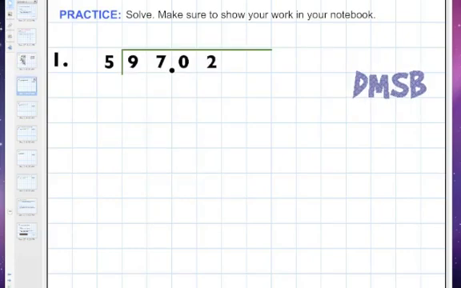I want you to copy this problem into your notebook. 97 and 2/100 divided by 5. Press pause while you place the decimal, and then use DMSB to divide. Press play when you're ready to see the answer.